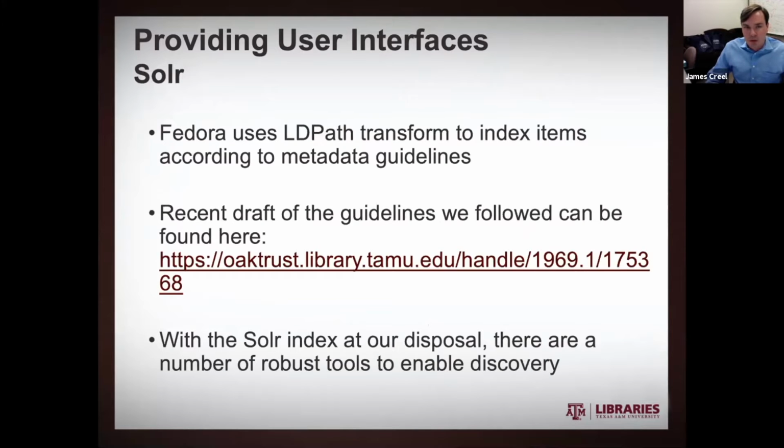Okay, and then on the Solr side of things, this is kind of a different approach to discovery of content, but equally important maybe. So we're running Fedora 4 right now, and we're using an LDPath transform to structure the metadata the way we want it in Fedora's Solr index. There's a link there to the metadata application profile that our librarians put together that guided our mapping that the developers put together for them. And of course, when you have a Solr index, the door's open to lots of different robust discovery tools. You know, a lot of people run Blacklight, for example.